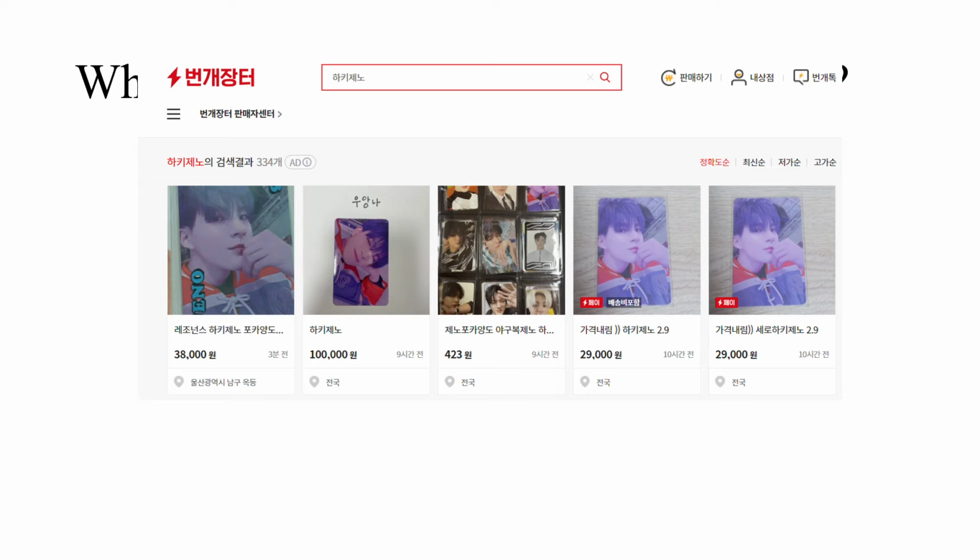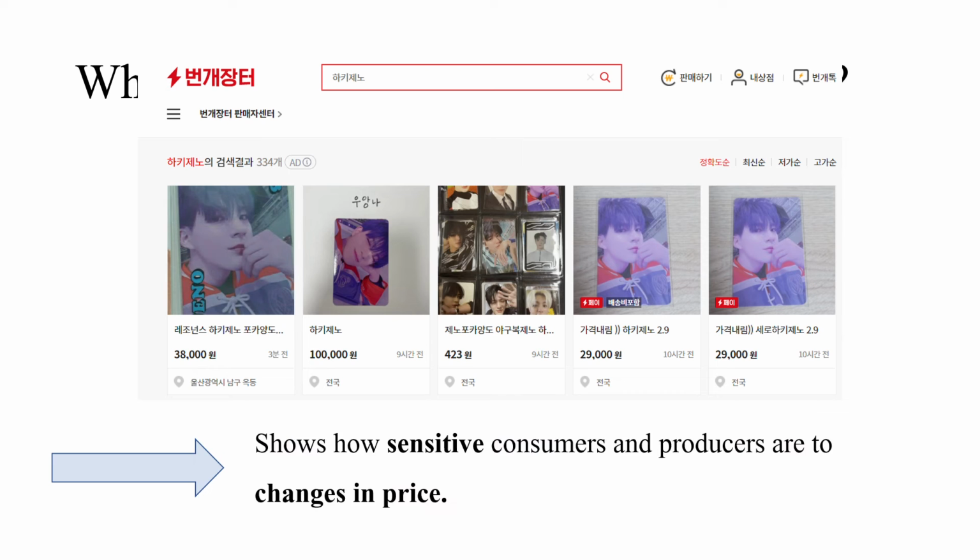So I brought this example because I thought that this would explain what elasticity is. Elasticity shows how sensitive consumers, in this case, and producers are to changes in price. We'll get back to this later, but we can tell that fans are not sensitive to the changes in price for these photo cards, and we call that inelastic. We'll get back to that later.